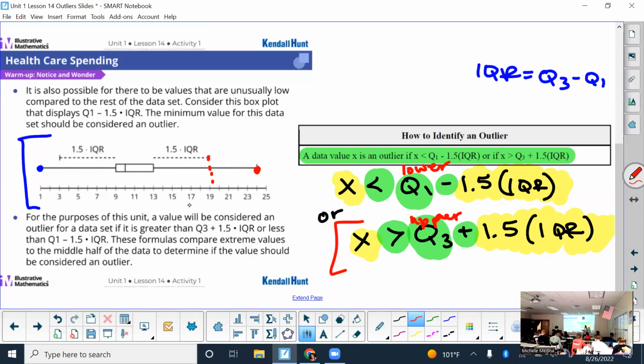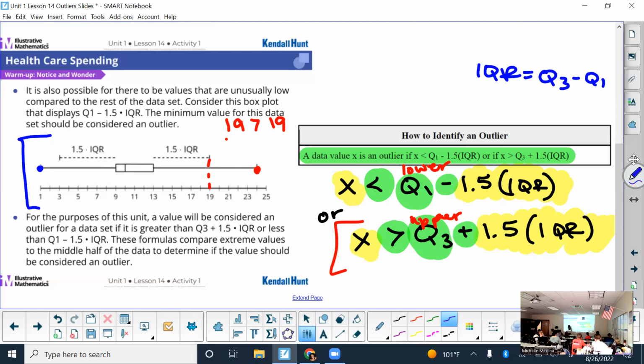So is 17 an outlier? No. Is 23 an outlier? Let me see where this falls exactly. It looks like it falls on the 19. Is 19 an outlier? It is not an outlier because the expression might look something like this: is 19 greater than 19? No, so 19 is not an outlier.